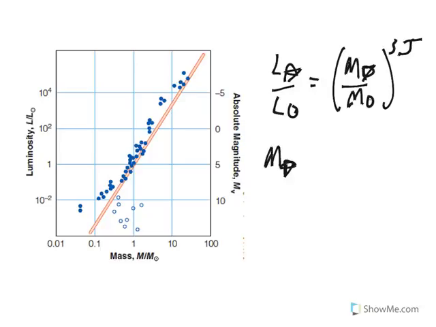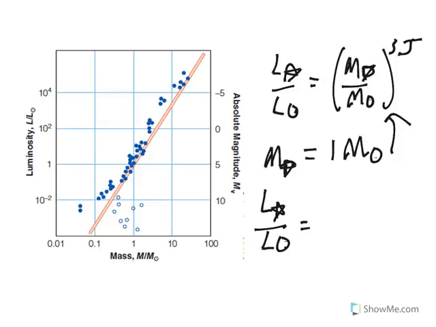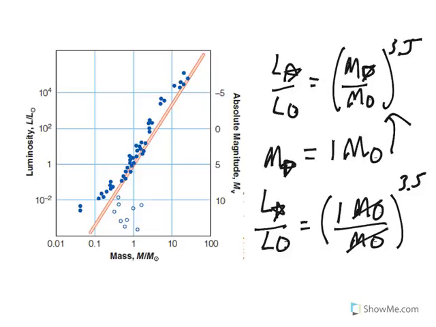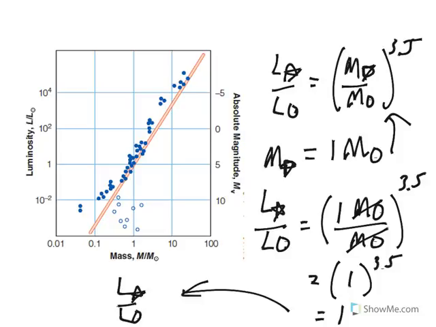Let's look at the mathematical version. If we know that the mass of the star is equal to 1 times the mass of the sun, then we substitute that into the equation. And we have the luminosity of the star relative to the luminosity of the sun is equal to 1 times the mass of the sun, for the mass of the star, divided by the mass of the sun, to the 3.5 power. The letters cancel, and you're left with a value of 1 to the 3.5 power, and 1 to the 3.5 power is just 1. Therefore, the luminosity of the star relative to the luminosity of the sun is equal to 1, or the luminosity of the star is equal to the luminosity of the sun.